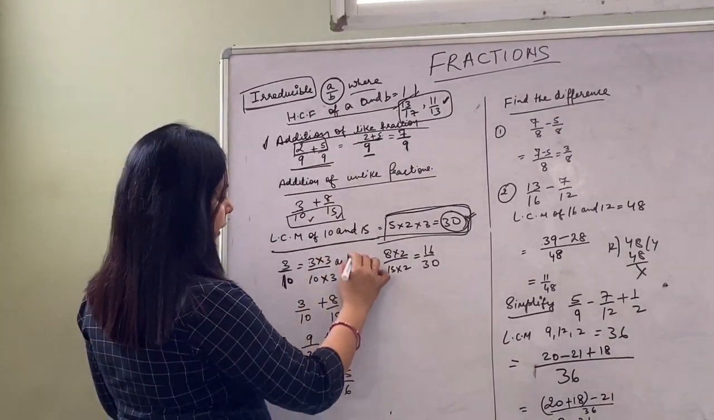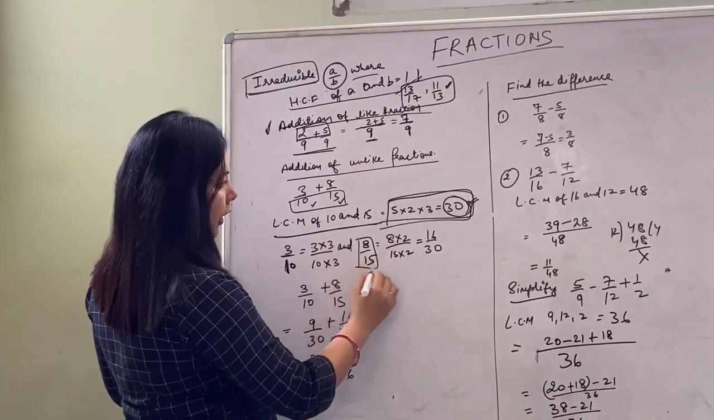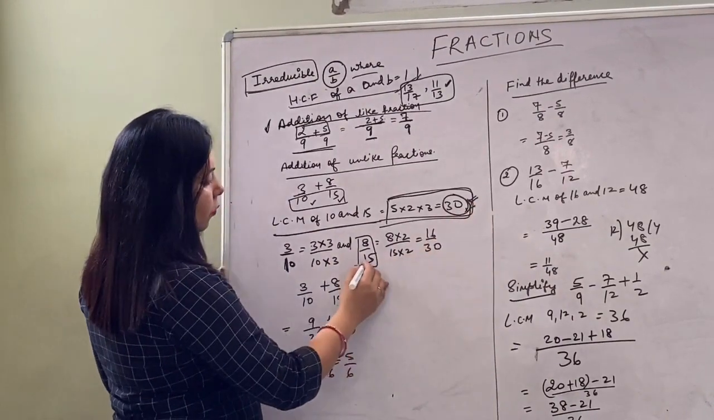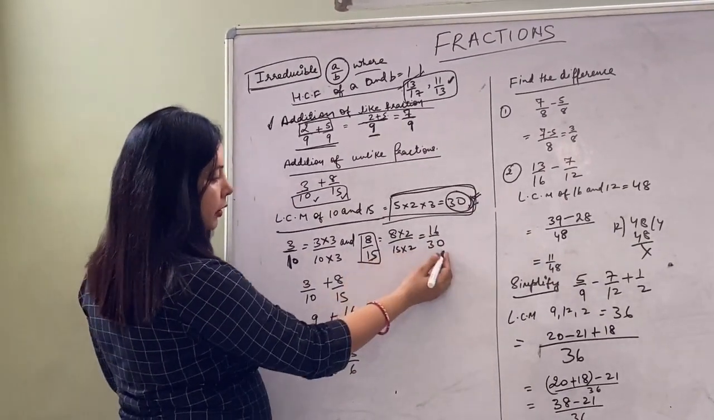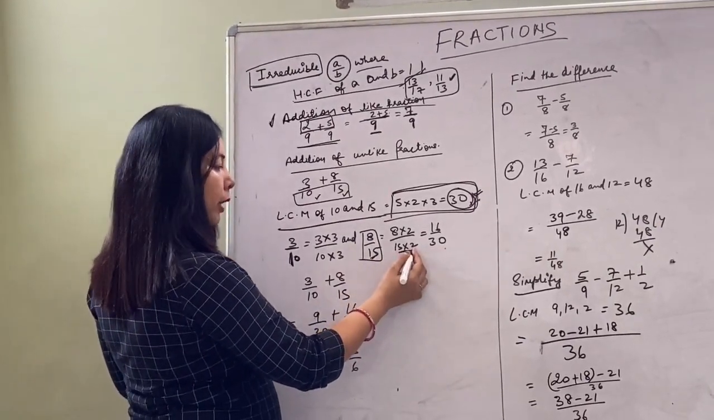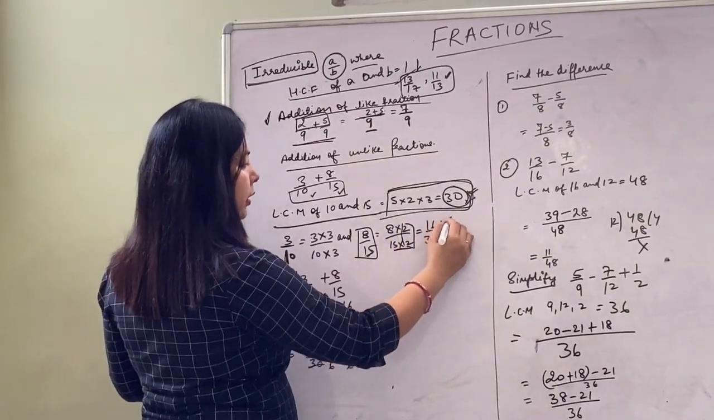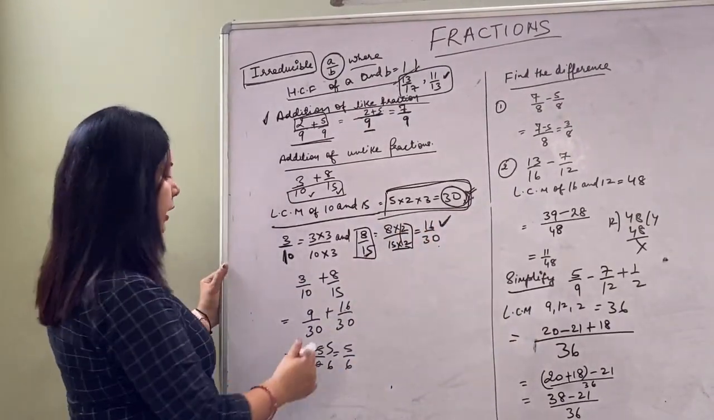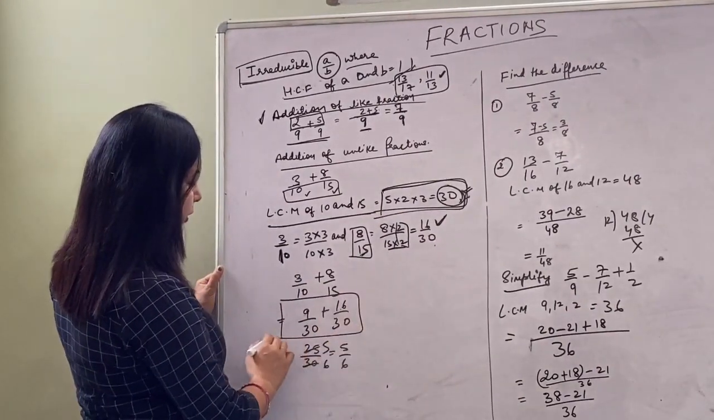Again, in the second fraction also we will do the same thing. Here the denominator is 15 and the LCM is 30. So what will we do? How many times will we multiply 15 to get 30? 2 times. So we will multiply both the numerator as well as the denominator with 2. So what fraction will we get? 16 by 30.